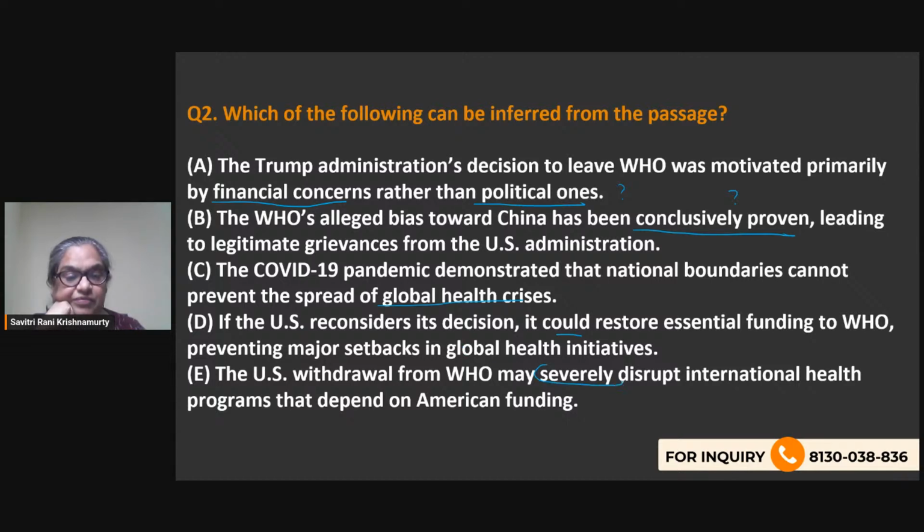Severely disrupt, we are not sure it is going to disrupt, right? If the US reconsiders its decision, possible, you cannot say for sure. C is correct, right? He says you can't. It showed that cooperation we need. No boundaries can stop pathogens. Therefore, C is the correct answer.